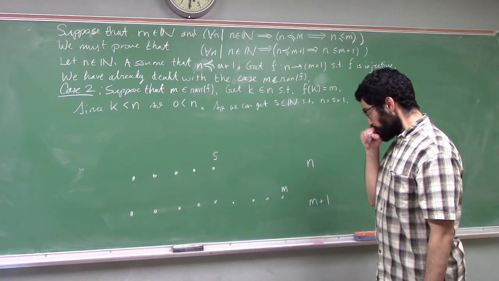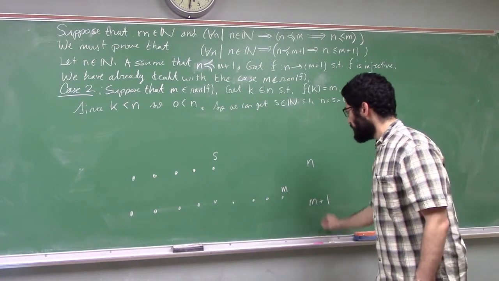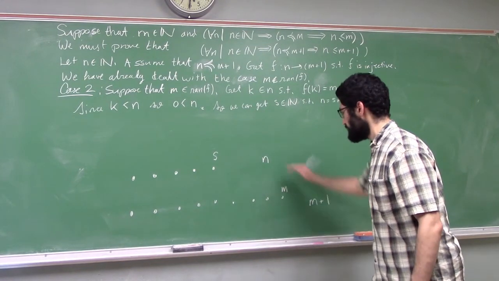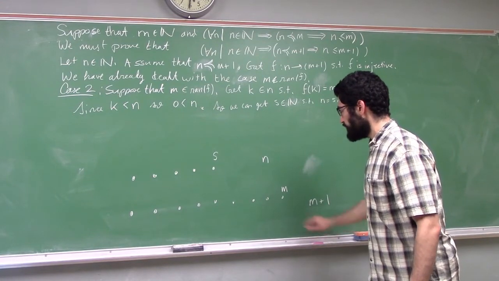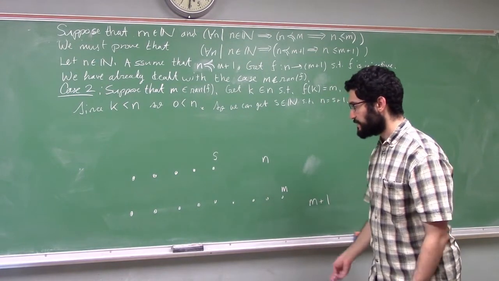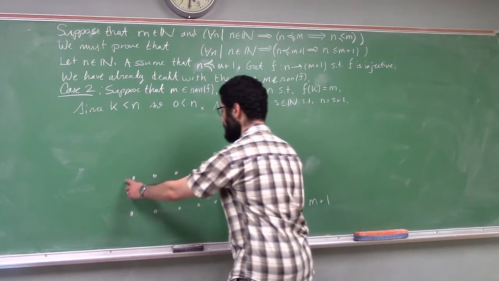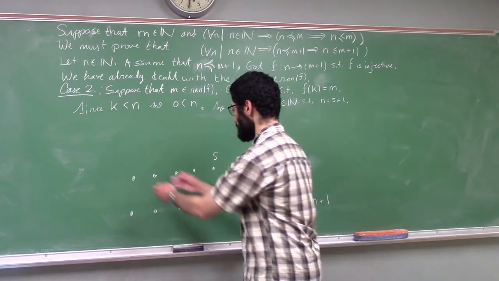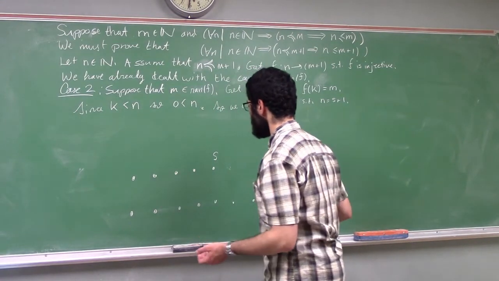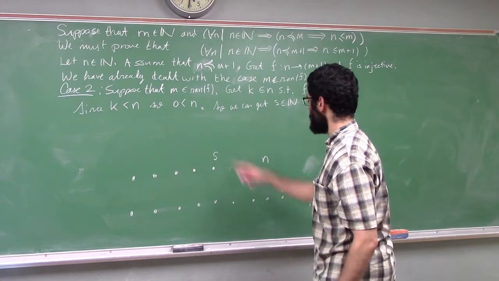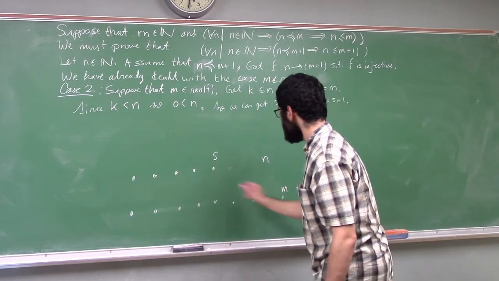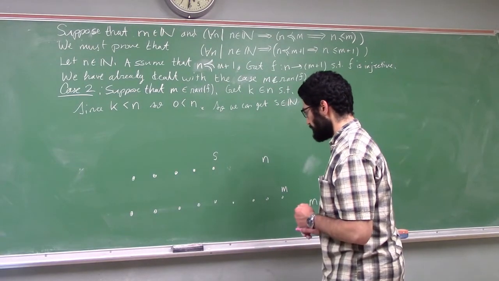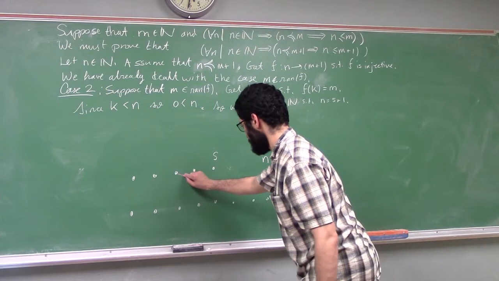Okay, so this is n plus 1. F maps these dots to these dots, and it does so injectively. So since this is the domain, every dot from here has to go somewhere. And since f is injective, I can never send two dots to the same place. So what might f look like? Well, I'm in the case where m is in the range of f, so that means something got sent to m. So it could be anything. It could be this, for example.